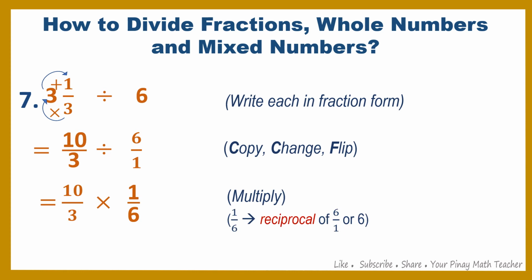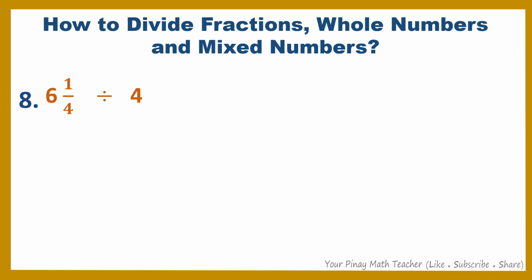Since 10 and 6 can be reduced by 2, 10 becomes 5, 6 becomes 3. 5 times 1 is 5, 3 times 3 is 9. And this is already reduced, and it is a proper fraction, so it's the final answer.